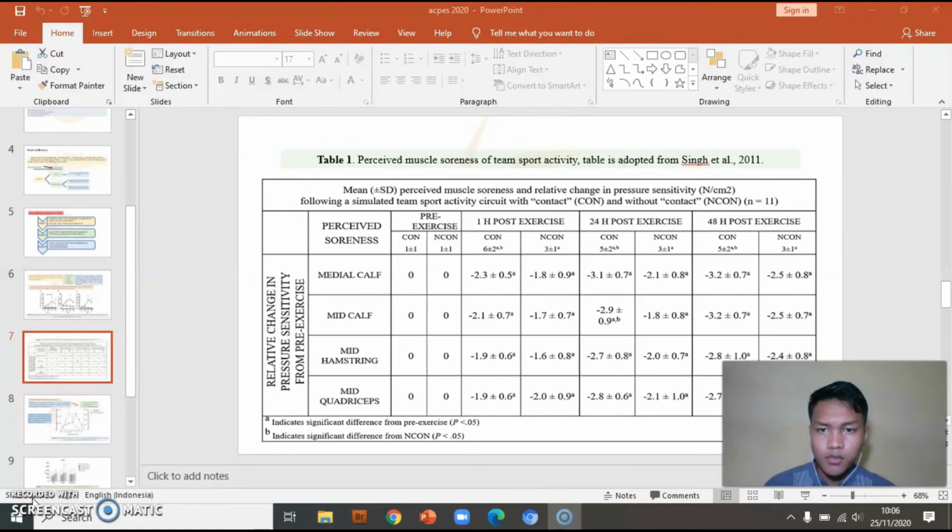Okay, this table 1 means perceived muscle soreness and relative change in pressure sensitivity following similar team sport activity circuit with contact, CON, and without contact, NCON. Okay. A means indicators significant different from pre-exercise. P means indicators significant different from NCON. Okay. Next, the next page.